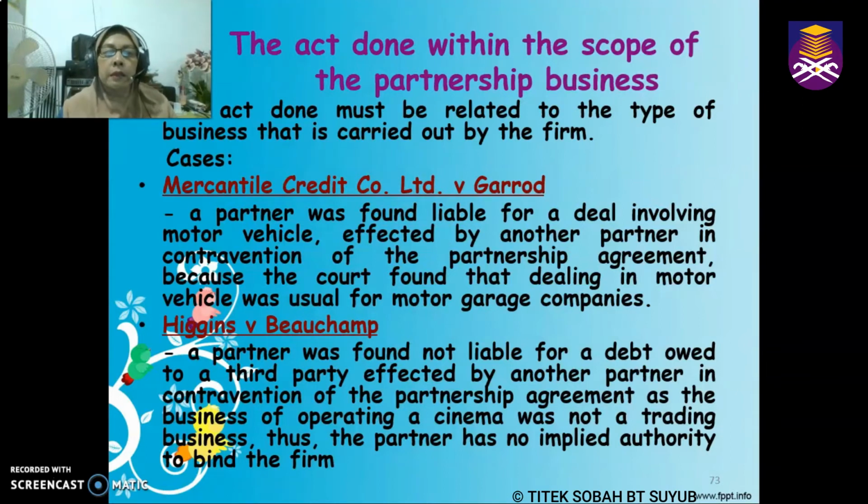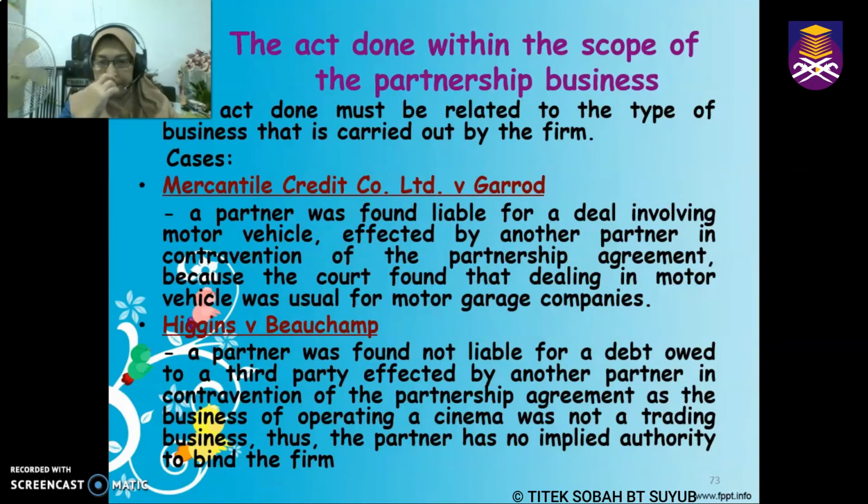Because the court held this is liable, because this is a motor garage company dealing in motor vehicles, was usual, meaning it is related to this type of business. Whereas in the case of Higgins versus Beauchamp, the decision is contrary to the decision of the case of Garrett.